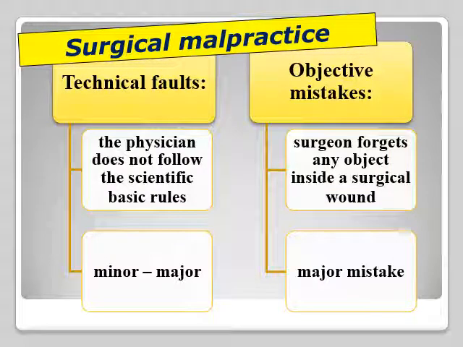Let us talk about surgical malpractice. This occurs due to either technical faults or objective mistakes. Technical fault means deviation from the scientific basic rules, and the outcome regarding the malpractice may be a minor malpractice case or a major malpractice case. But if you forgot something like scissors or a piece of cotton or a piece of gauze, this will be considered a major mistake.